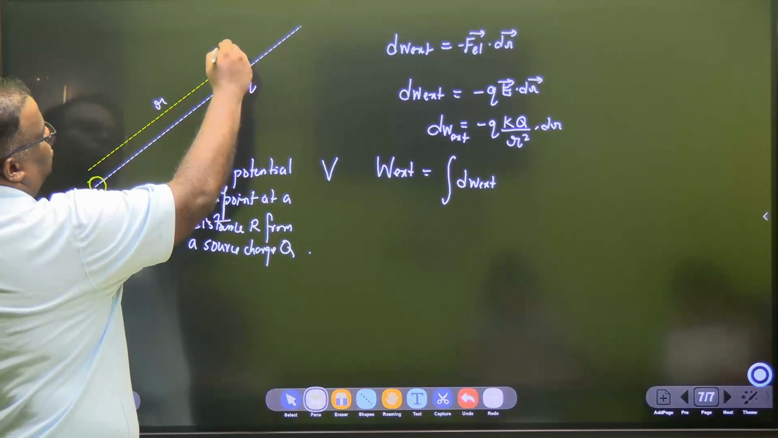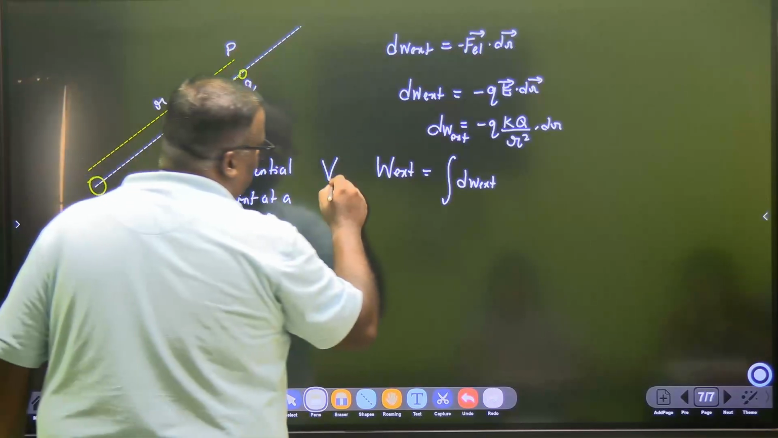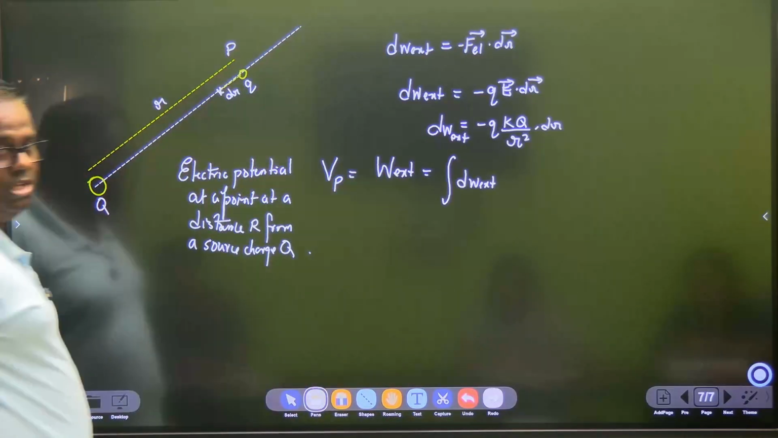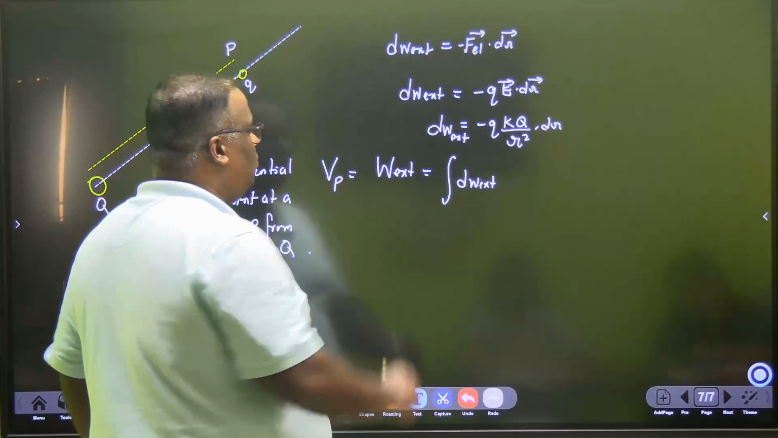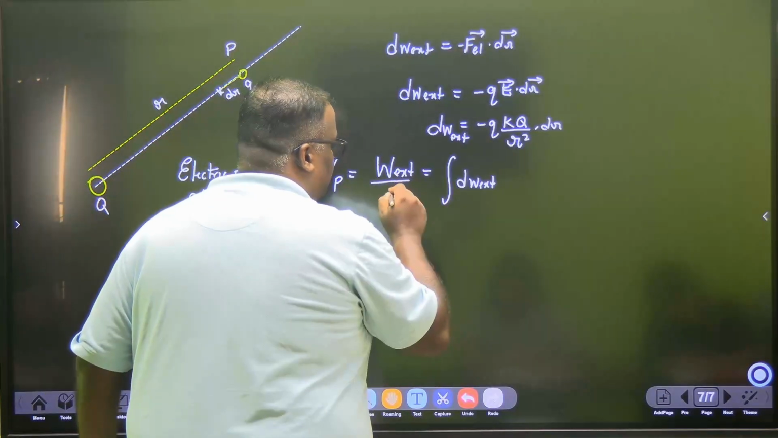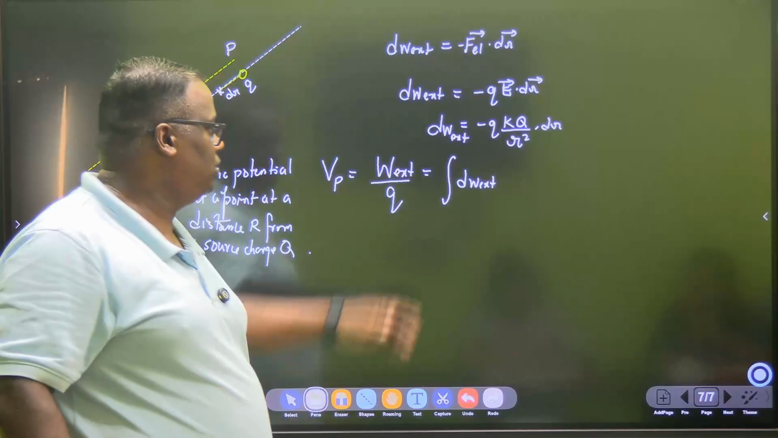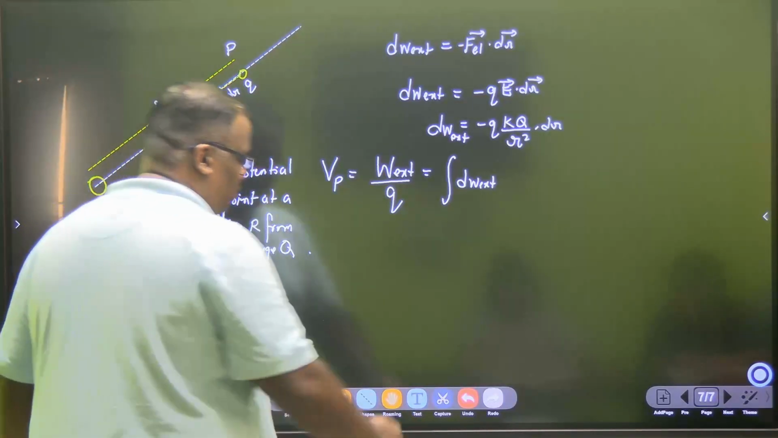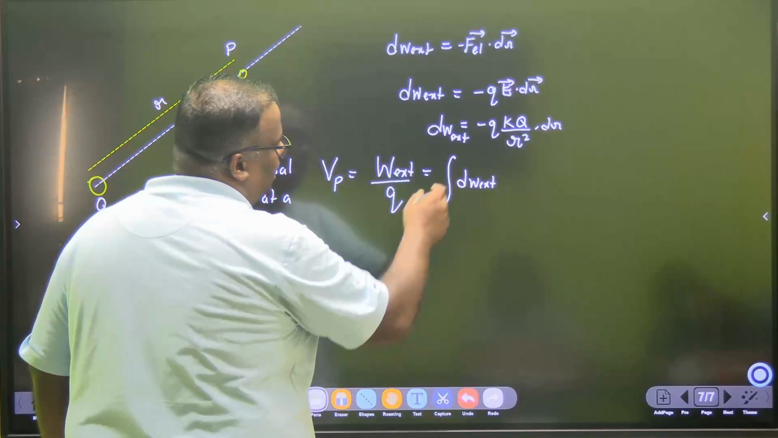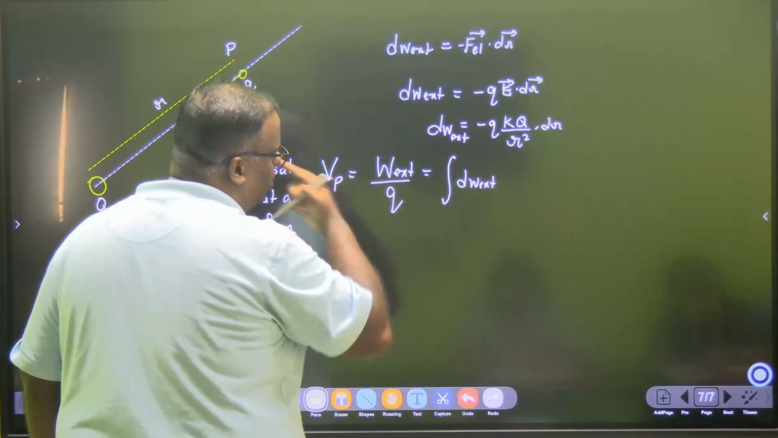Let's say this point is P. You want to find out the potential at P. The potential at point P is given by the external work done per unit charge which you are trying to move. So the charge has come this side, and this will be dW external.